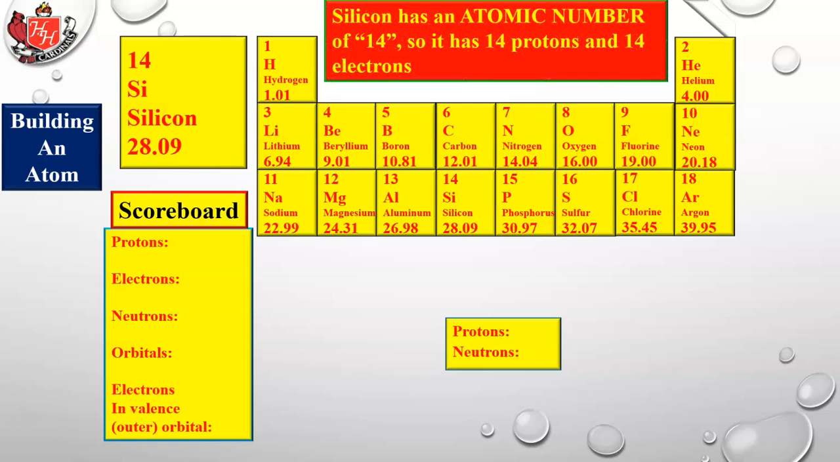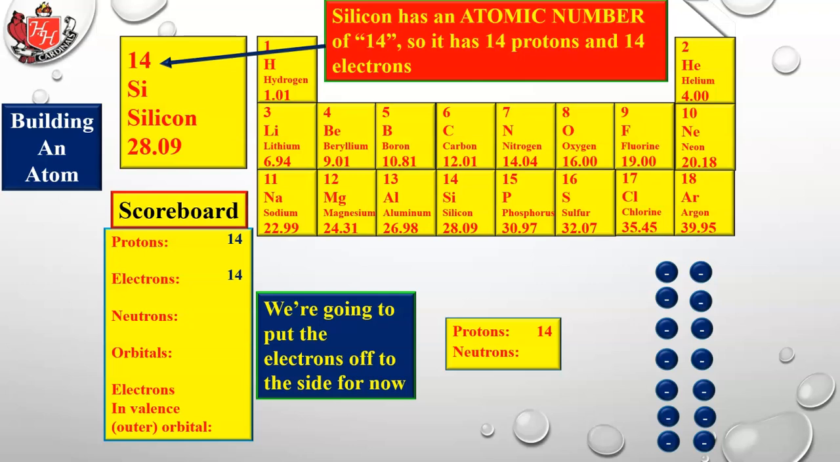So silicon has an atomic number of 14. So it has 14 protons and 14 electrons. And so we're going to go ahead and fill in the scoreboard there with 14 protons and 14 electrons. Those two numbers are always going to be the same in an electrically neutral atom, and that's all we're dealing with here. Okay, and we're also going to place the 14 in the nucleus in our diagram. Rather than draw 14 circles with plus signs, which is kind of tedious, we're just going to write 14 protons.